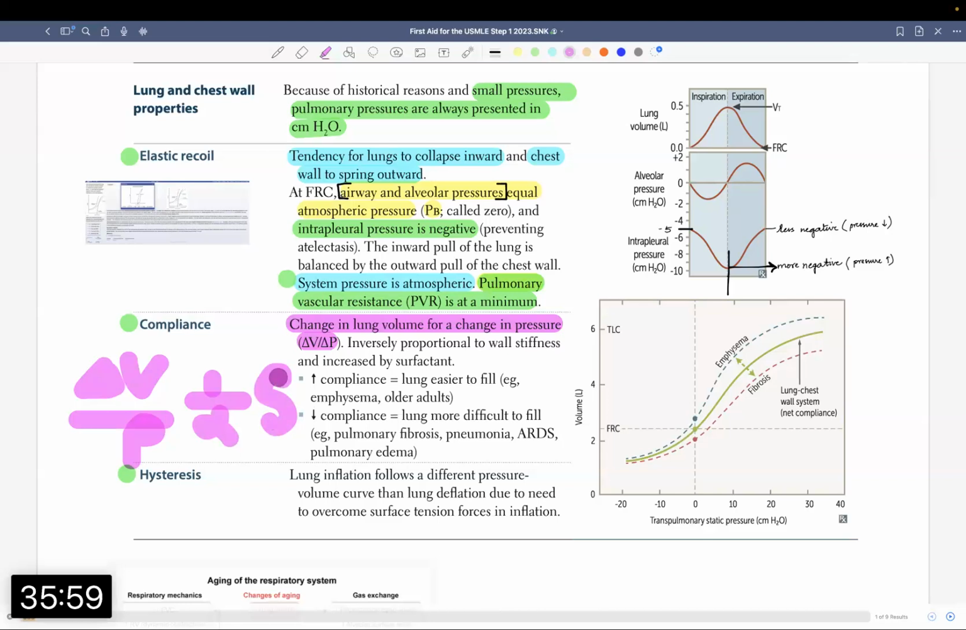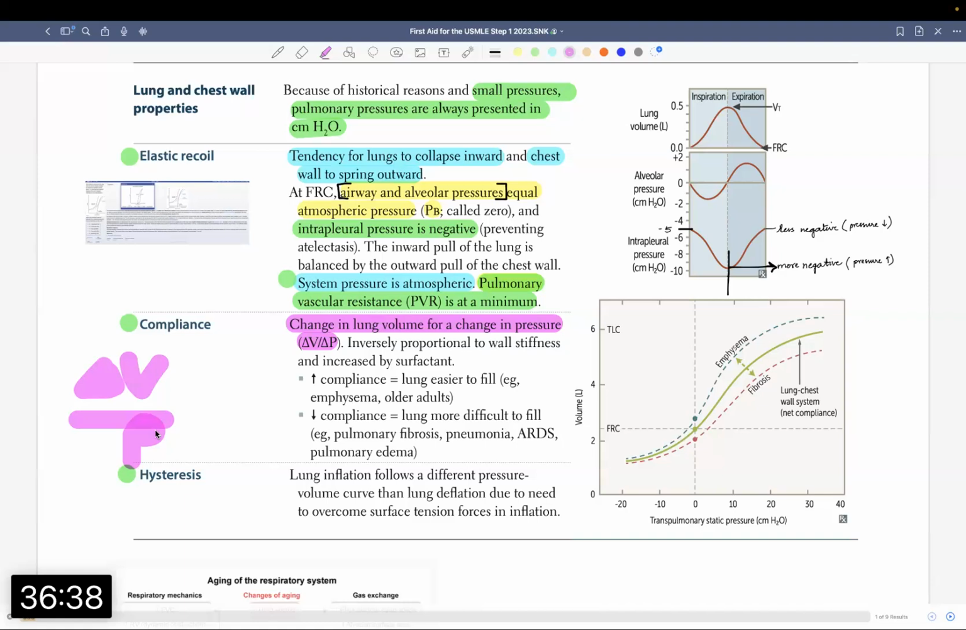If it's more stiff, there is less change in volume over pressure. So it is inversely proportional to wall stiffness and increased by surfactant. The change in volume over pressure is increased by surfactant, which means if surfactant is there, the lung is able to move more. If there is increased compliance, the lungs are easier to fill.